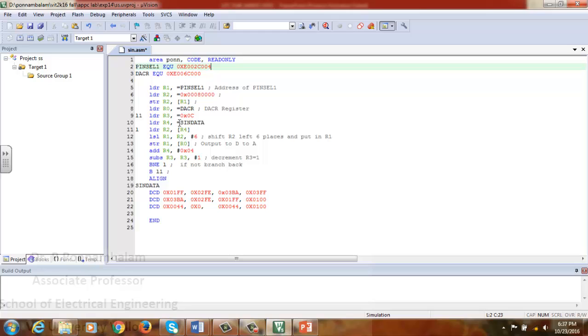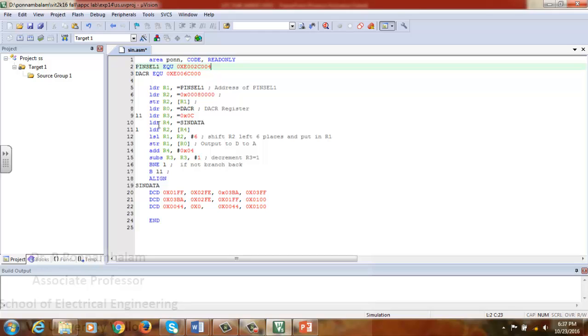Here I'm using the command ALIGN, and this label sine data, and the instruction DCD to enter the samples inside the program memory itself, so that I don't have to give them each and every time they are required. When I run the program, it automatically takes the value from the program memory itself. So I'm feeding in the data through this align and sine data. This is out of the program, you can see, but END should be after this table only.